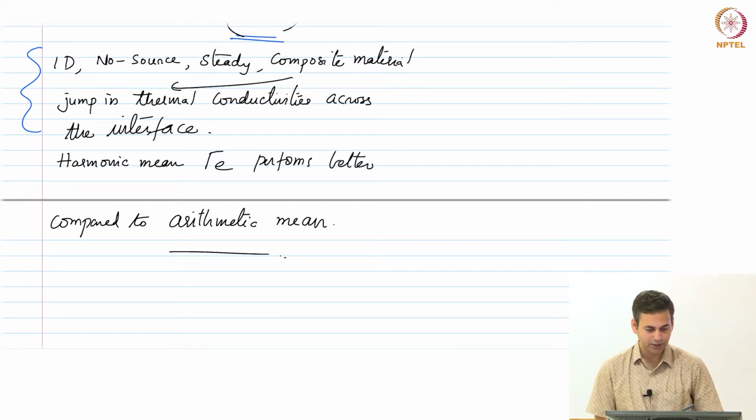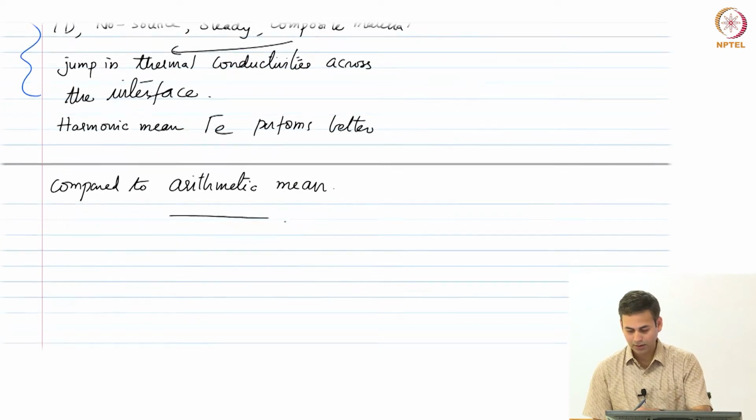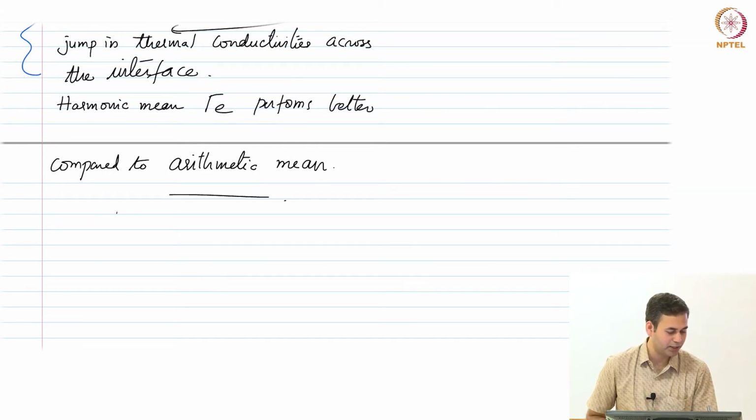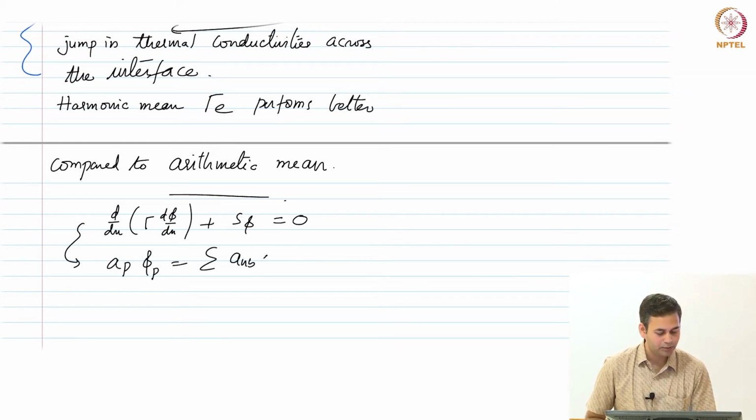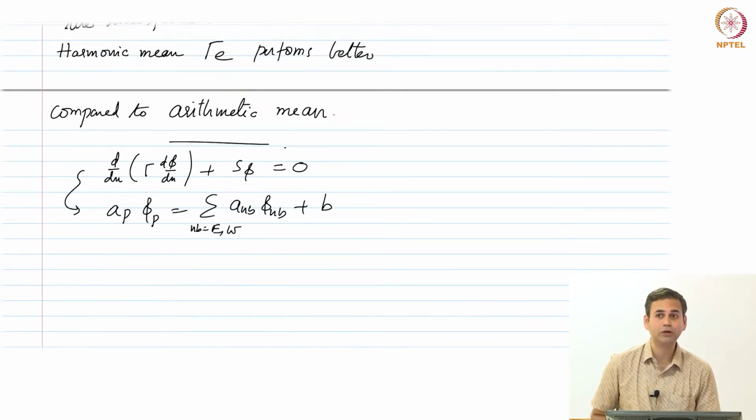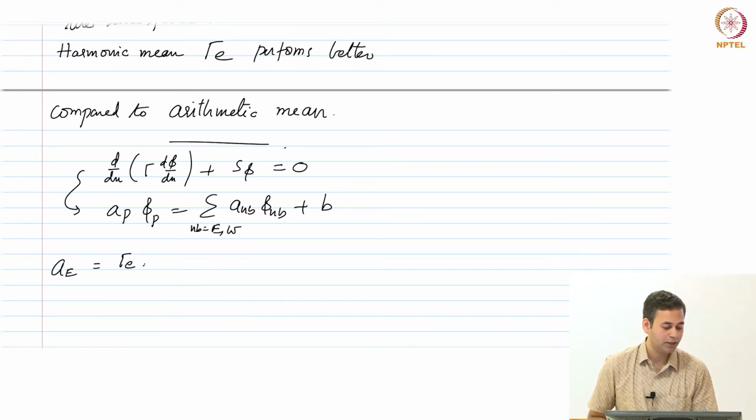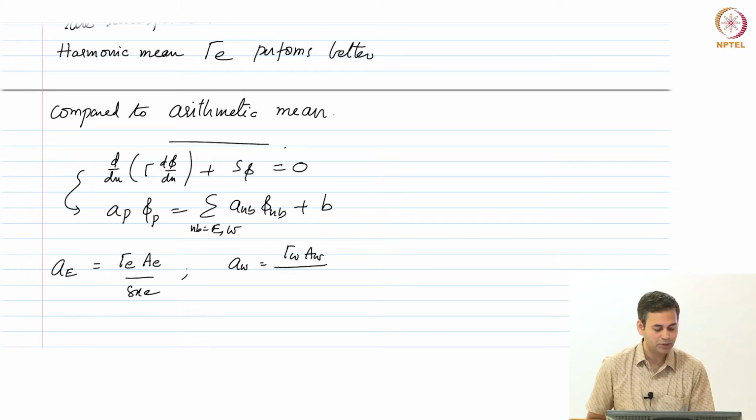Now, let me complete this discussion by just writing down the 1D equations. Those we have already seen. Essentially, we are trying to solve a steady diffusion equation, that is d by dx of gamma d phi dx plus s phi equals 0, and after applying the finite volume method, you got A p phi p equals sigma A nb phi nb plus some b. Where nb is capital E and capital W, and we have these coefficients, A east, A west, and so on. So, A east would contain what? Gamma e A east by del x e, and A west would be gamma w A west by del x w.